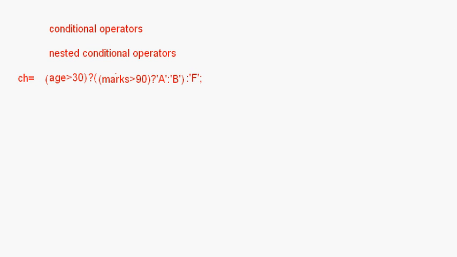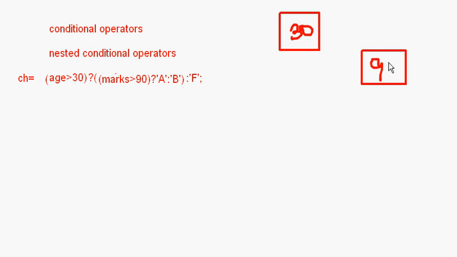See, I'll again explain this. There is a variable called age here. There is a variable called marks here. Let's say age is 36 here and marks, let's say, is 92. Fine. Now, in this case, first of all, it checks this condition, right? Age greater than 30, then this is the true part. And this is the false part.